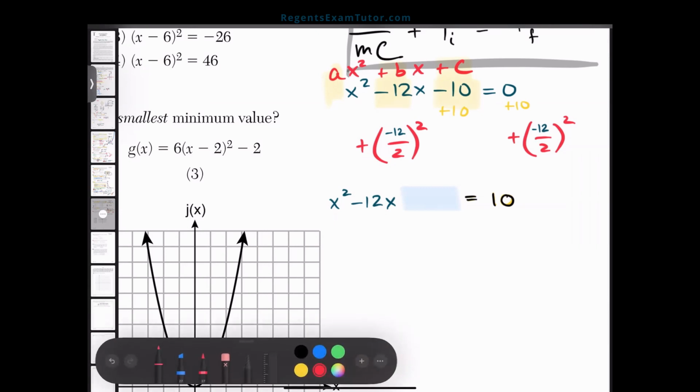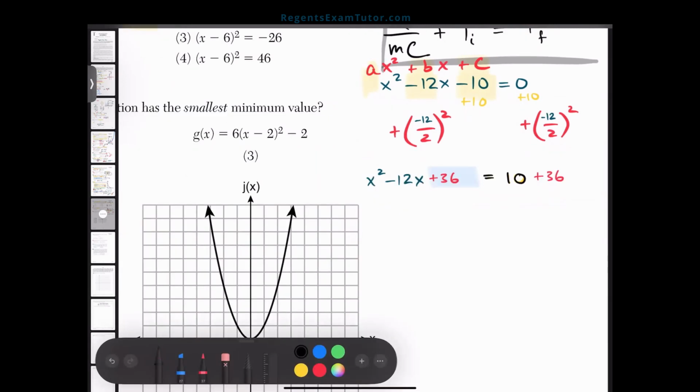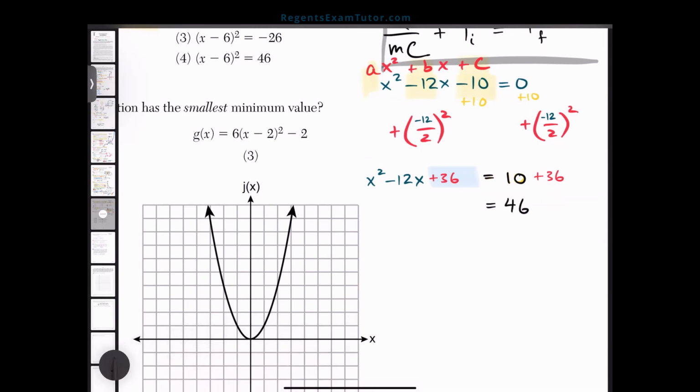So in our case, we saw that to be 36. So I'm going to add 36 over here. Whatever I do to one side, I need to do to the other side as well. So I need to add 36 there too. You can already see where the 46 in the correct answer choice is coming from because 10 plus 36 is 46. At this point, just to confirm we're doing it correctly, let's go ahead and factor this down.